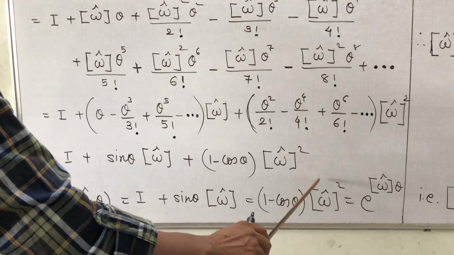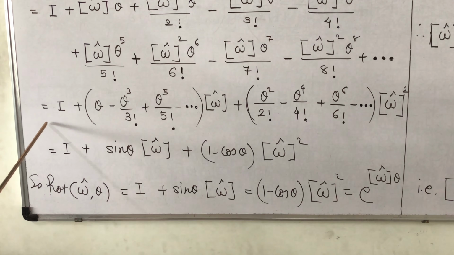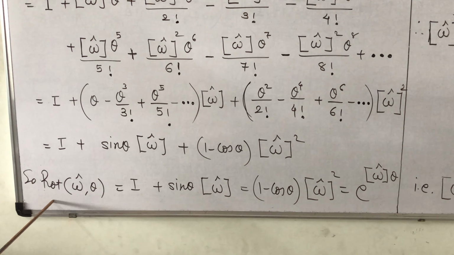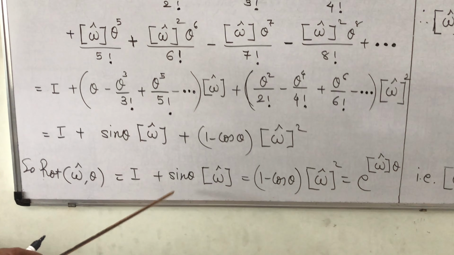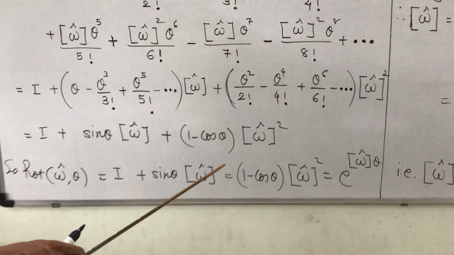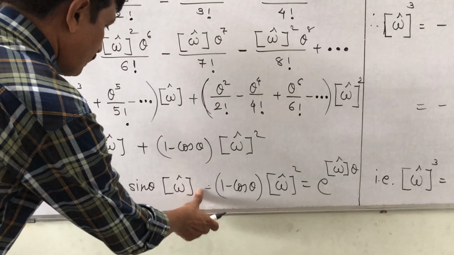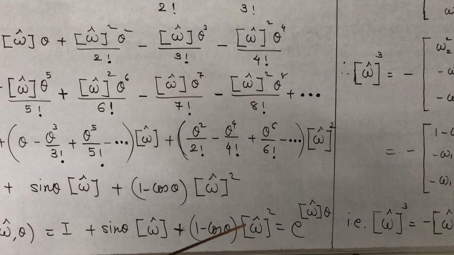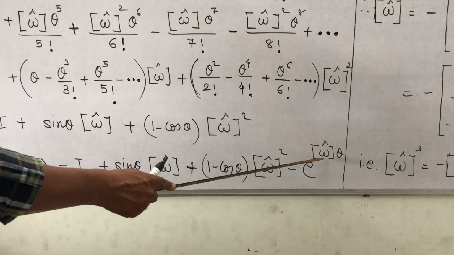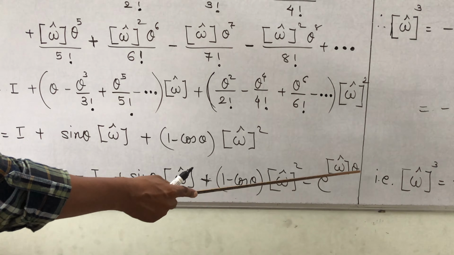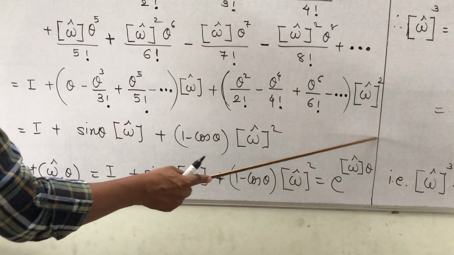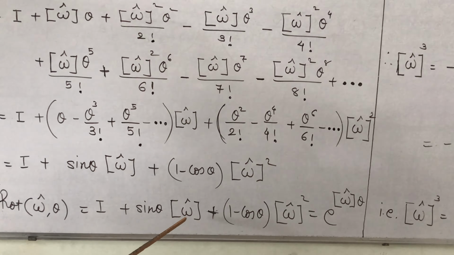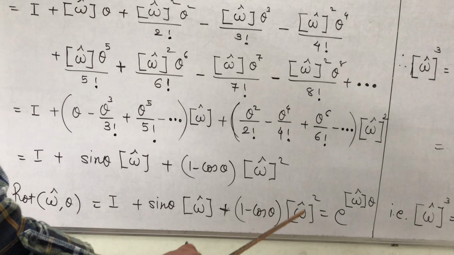This is the rotation matrix from the Rodrigues rotation formula. So rotation matrix omega cap theta is I plus sine theta omega cap skew symmetric plus 1 minus cos theta omega cap square, equal to e raised to omega cap skew symmetric into theta. That is, this one is nothing but the rotation matrix: I plus sine theta into omega cap plus 1 minus cos theta omega cap square.